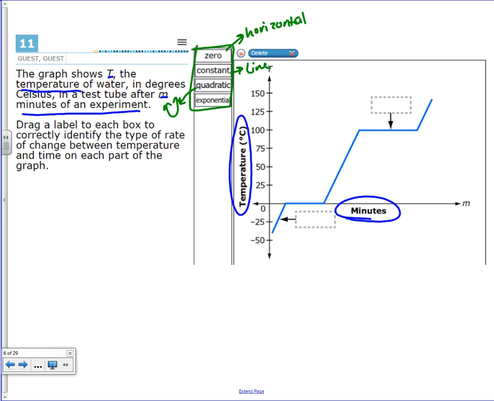Okay, so if I want to put something here in this box, what type of rate of change do we have here? Well, that's horizontal. So I would put a 0 in there. And down here, what does this look like? That looks like a line, which means it would be constant. And you would be dragging and dropping those boxes into the appropriate spot.